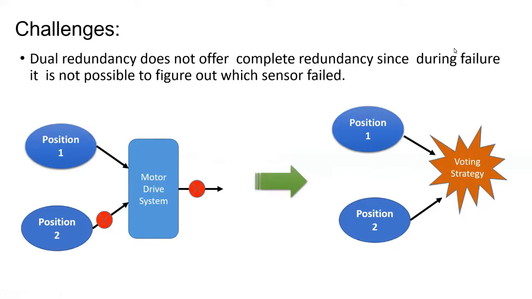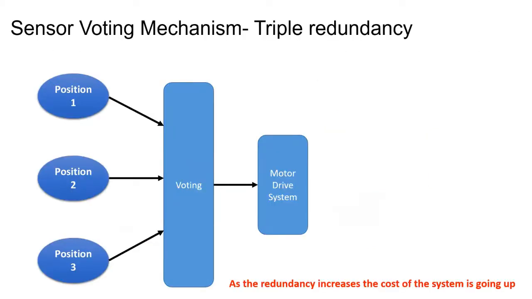Now, does that achieve our safety goal? Maybe not. Dual redundancy does not offer complete redundancy, since during a failure condition, think about the position case, it is not possible to figure out which sensor failed. There's another problem. Even if I have two sensors, it's not going to help me achieve the full goal, because I need something to detect which one failed also. Some failures we are able to detect with the chips, and if we can detect them, we can go to the other sensor. But there are sensor failures for which the chips cannot detect which one failed, so it doesn't give us a complete strategy. We need another voting strategy to figure out, if a sensor failure happened, which one failed. And that's where we go into a triple redundancy case.